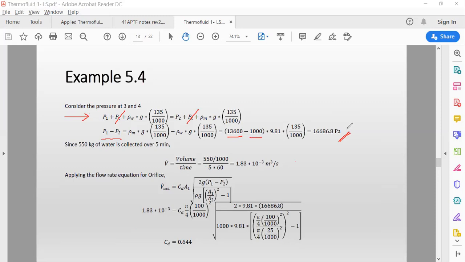Once we have this, I can apply the orifice equation, which is the same as the Venturi one. So P1 minus P2 will come here. Based on this equation, V actual, take note, is what we calculated using the actual flow rate, the 550. CD is my unknown. The rest you can plug in yourself, the area and cross-section area. Then you divide across and you can get your CD value.